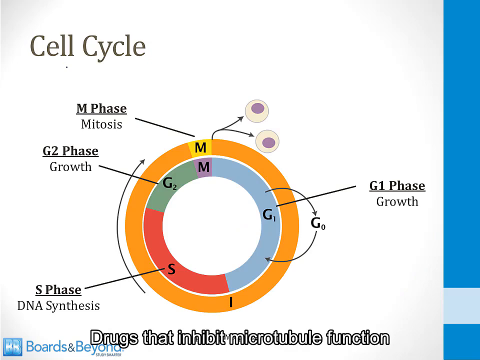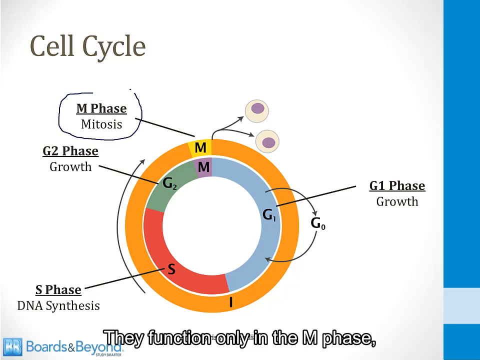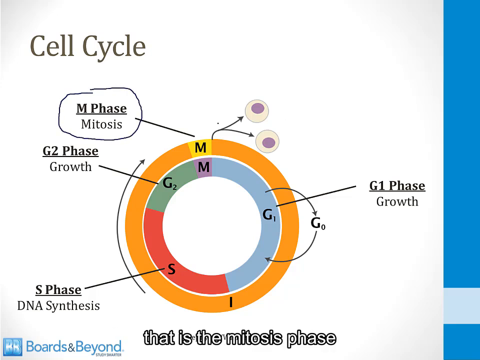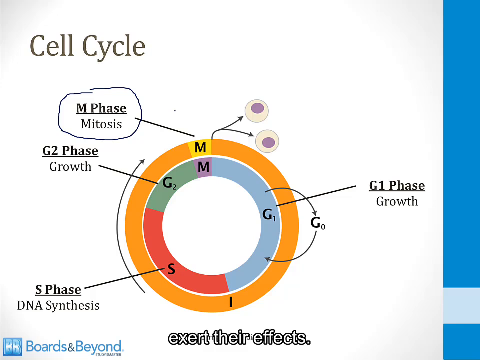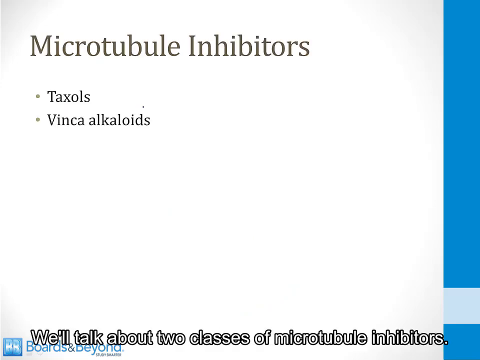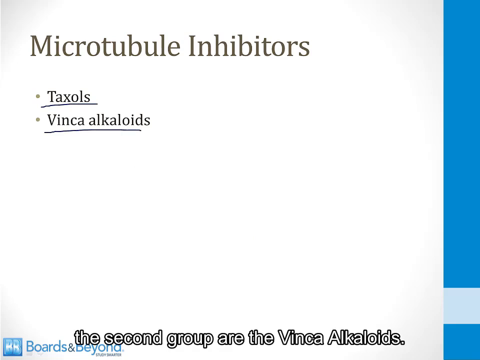Drugs that inhibit microtubule function are cell cycle specific. They function only in the M phase. That is the mitosis phase. That is the phase of the cell cycle where cells are dividing, and that's where the microtubule inhibitors exert their effects. We'll talk about two classes of microtubule inhibitors. The first ones are the taxols. The second group are the vinca alkaloids.